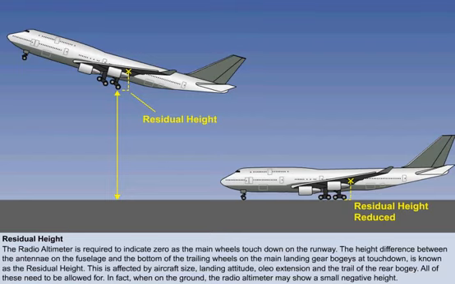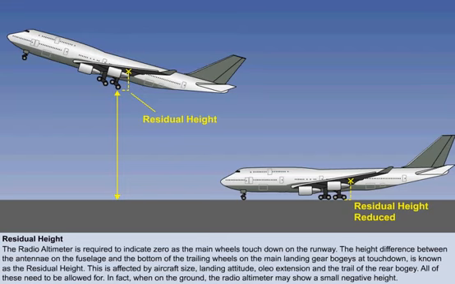In fact, the effect of residual height can be that, when on the ground, the radio altimeter may show a small negative height. The equipment has been adjusted to indicate 0 when the main wheels first touch the runway surface on landing, and therefore when the aircraft is level on the ground, the antenna will be below its calibrated position relative to the aircraft landing attitude. The effect is particularly noticeable with an aircraft such as the Boeing 747, which actually indicates -8 feet when taxiing back in.